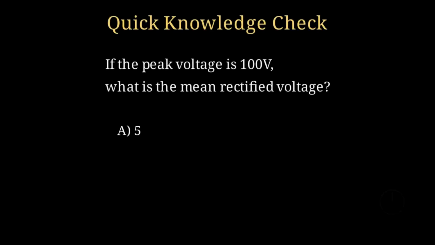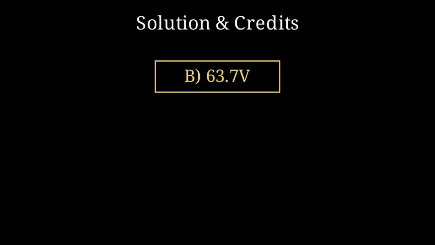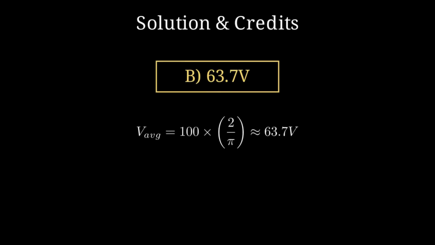If the peak voltage of your AC signal is exactly 100 volts, what would be the mean value after passing through a full-wave rectifier? Think about the constant we derived. The correct answer is 63.7 volts. By multiplying the peak by 0.637, we find the average.